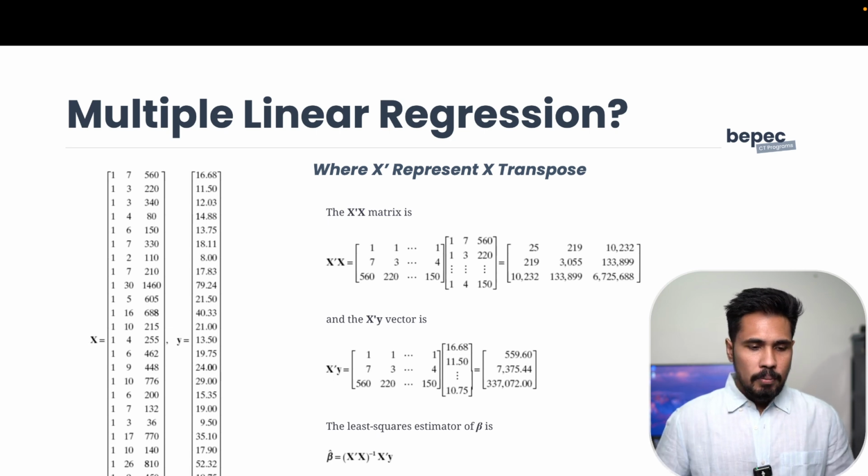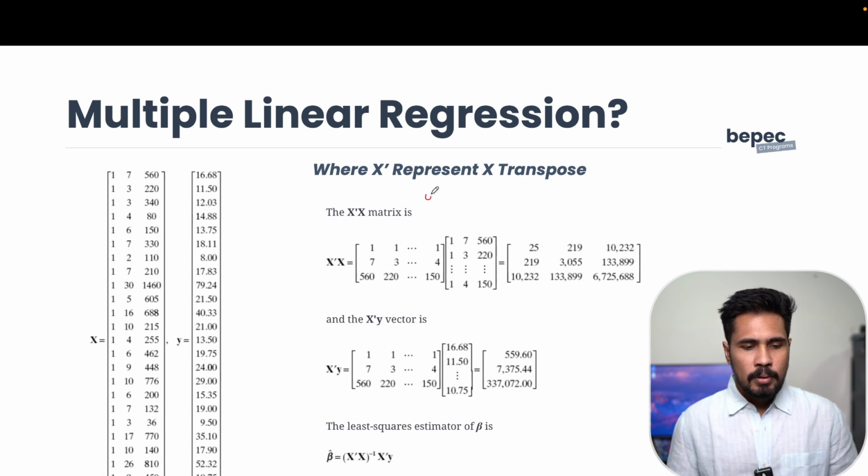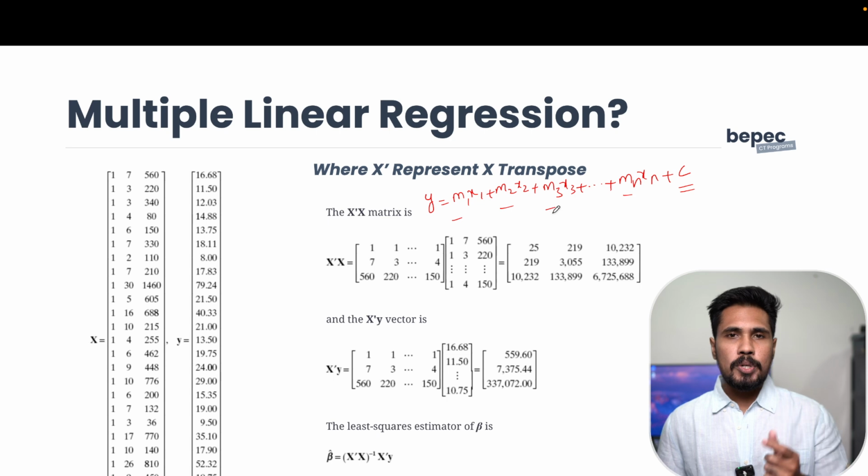So now, in order to identify the coefficients and intercepts in a multiple linear regression model, let's try to understand the equation of multiple linear regression. In simple terms, the equation is y equal to m1 x1 plus m2 x2 plus m3 x3 plus so on and so forth, mn xn plus c, where c is your intercept and m1, m2, m3, mn are your coefficient values.